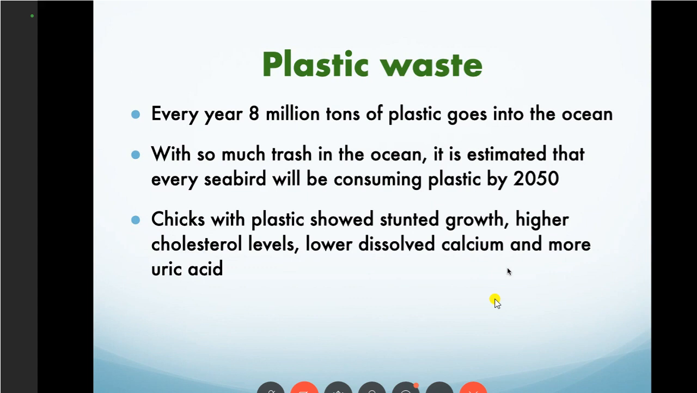That's the statistics that we have. And it is really, really disturbing that that is going to happen. And we really need to do something about it as quickly as possible.